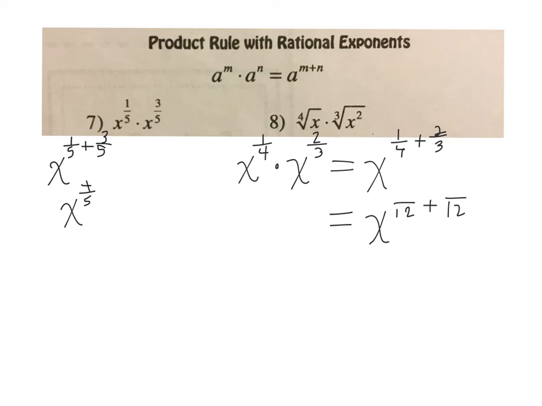How do you get that common denominator? 4 goes into 12 how many times? And then 3 times 1 is 3. 3 goes into 12 4 times. So 4 times 2 is 8. Now I have a common denominator. Add the numerator, leave the denominator alone. So x raised to the 11 over 12 power. X to the 11 over 12.